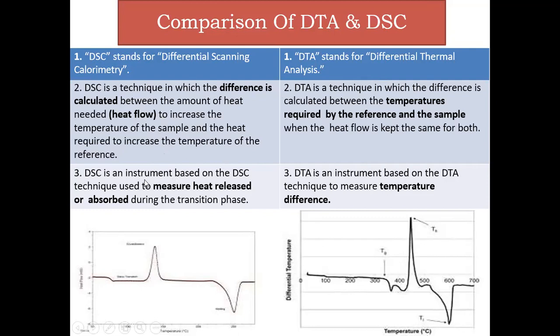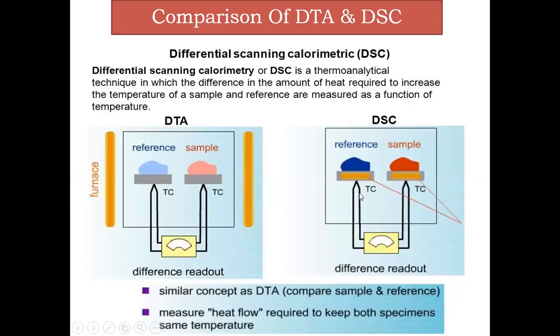The instrument based on DSC is mainly used to measure either heat released or absorbed during the transition. So during the transition phase, whether heat is released or absorbed by your material, we will check. Whereas DTA is based on measuring the temperature difference. So here we measure either heat released or absorbed, whereas in DTA we measure the temperature difference. That is the basic difference.